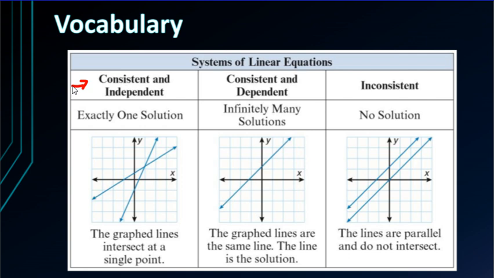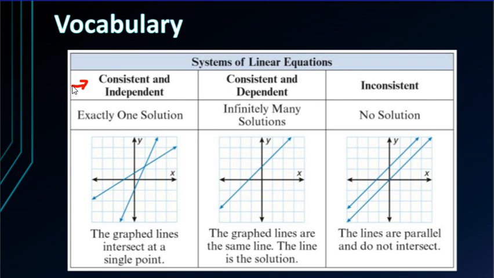Consistent and dependent means you have infinitely many solutions. You do have at least one solution, that's why it's consistent. Dependent is because it's the exact same line. So if it's the exact same line, it's going to cross in multiple places. In fact, it would be every single place because it's the exact same line, so any number I put in for the variables will work.